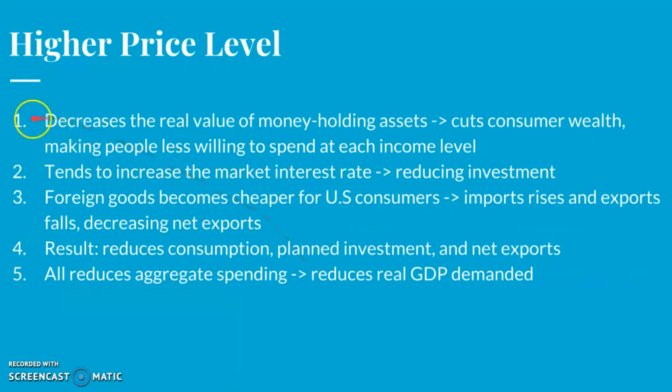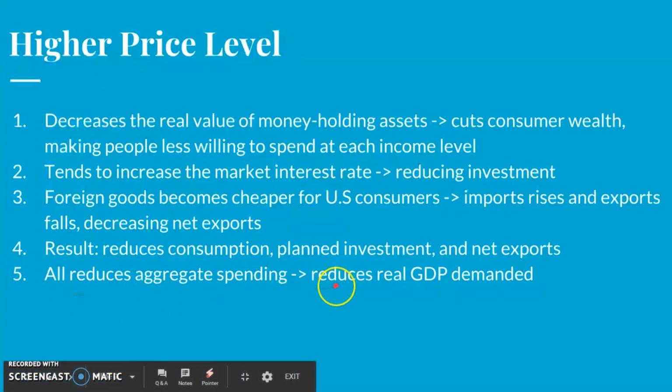So, a higher price level decreases the real value of money-holding assets, and it cuts consumer wealth, making people less willing to spend at each income level. It also tends to increase the market interest rate, which reduces investment. Foreign goods become cheaper for U.S. consumers, and imports rise and exports fall, decreasing net exports. Result: it reduces consumption, planned investment, and net exports, which all reduce aggregate spending, which reduces real GDP demanded.